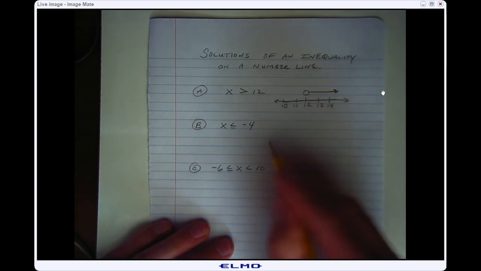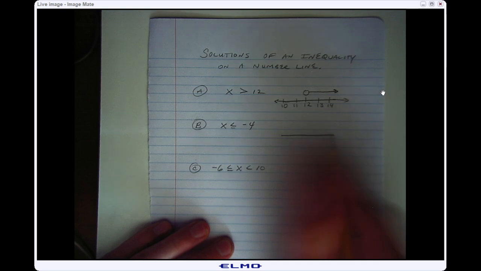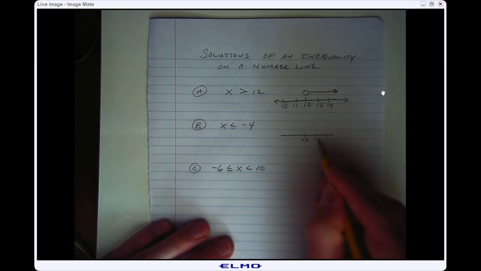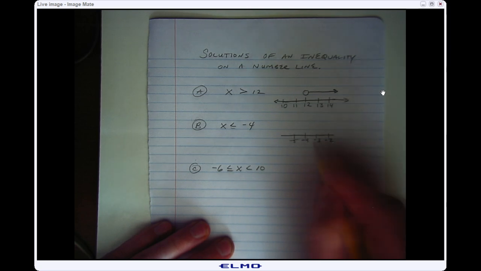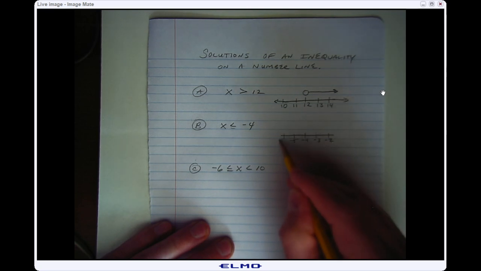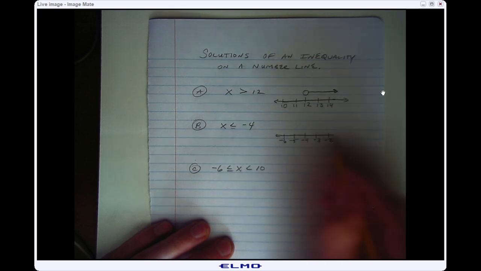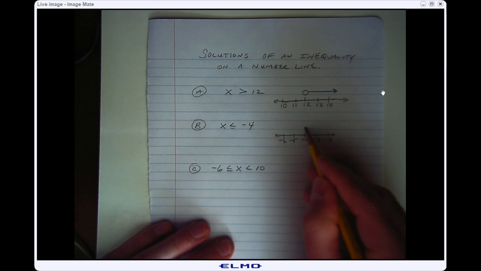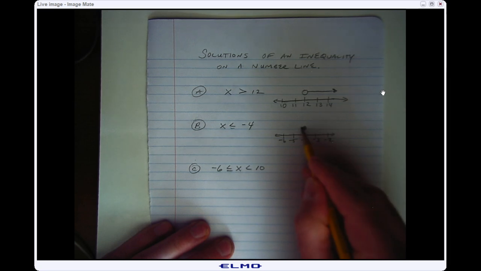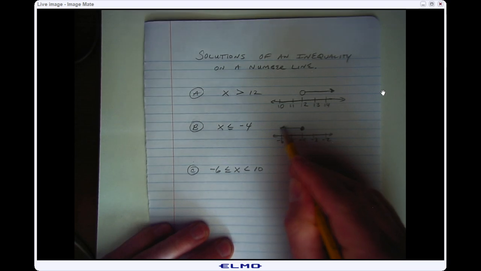On this next example, my boundary point is at -4. And now remember, when you do negative numbers, make sure you put in the numbers on either side. They're getting smaller on the left and bigger on the right here. And then this time I have an equal sign. It's less than or equal to, so I'm going to put a solid dot on -4, and it's all numbers less than that. So I'm going to go this way.